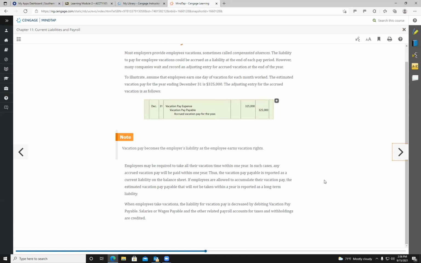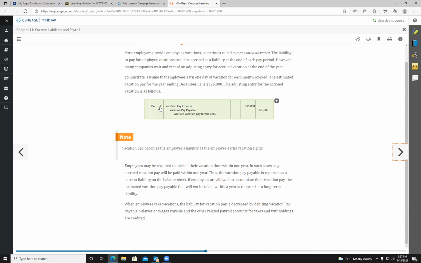Employees may be required to take all their vacation time within 1 year. In such cases, any accrued vacation pay will be paid within 1 year. Thus, the vacation pay payable is reported as a current liability on the balance sheet. So in other words, all this vacation that they've accrued, from this date, they have 1 year to use. That's what that says. They have 1 year to use.